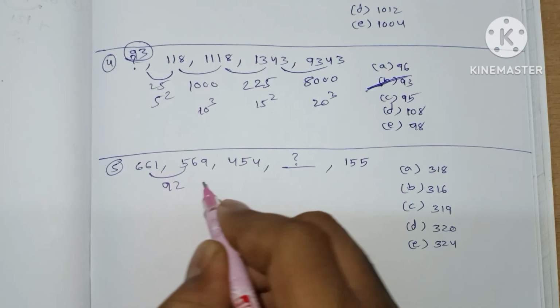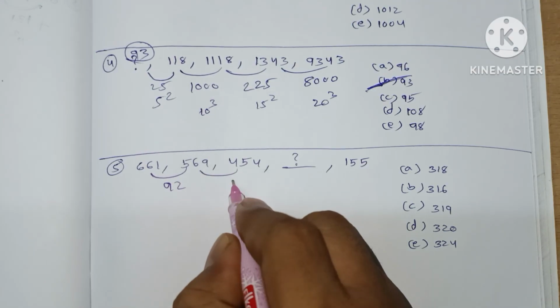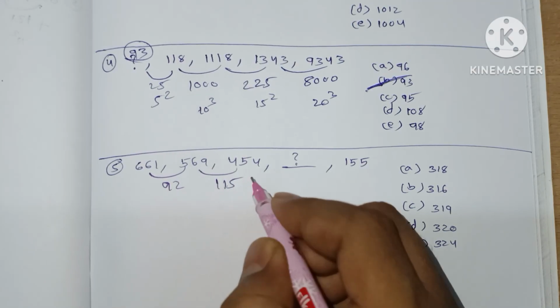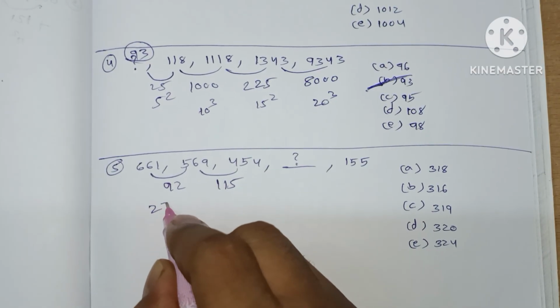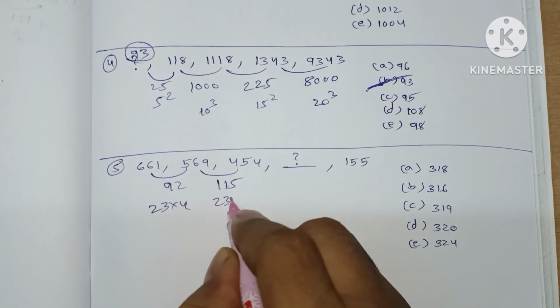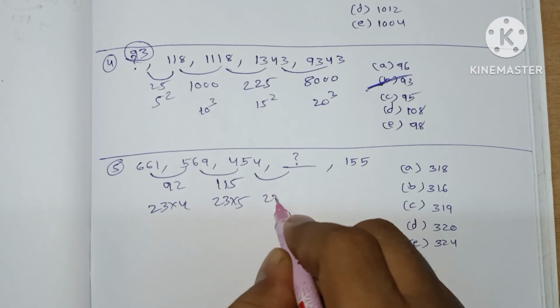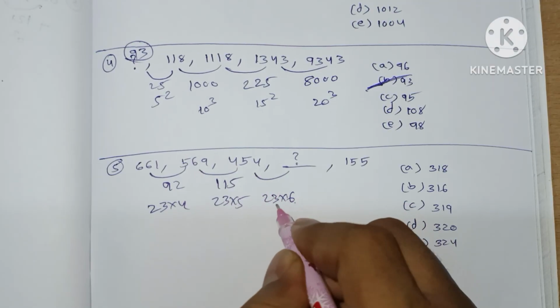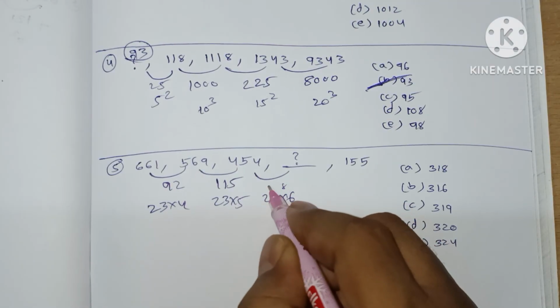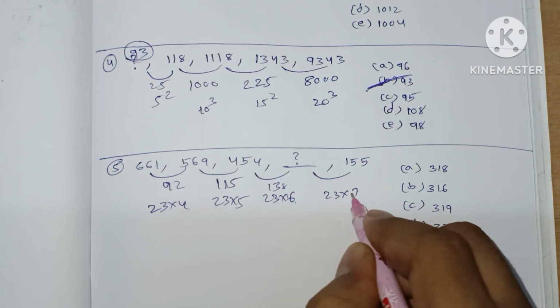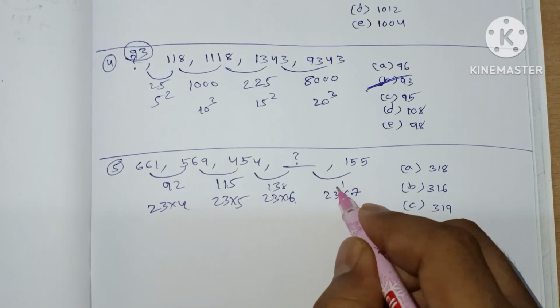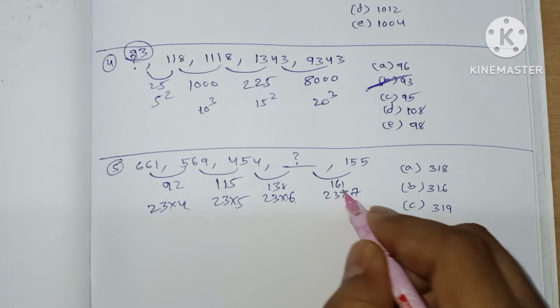Here the difference is 92. Here the difference is 115. 92 and 115 are nothing but 23 4 times and 23 5 times. Let's see, 23 6 times is 138. 23 7 times is 161.